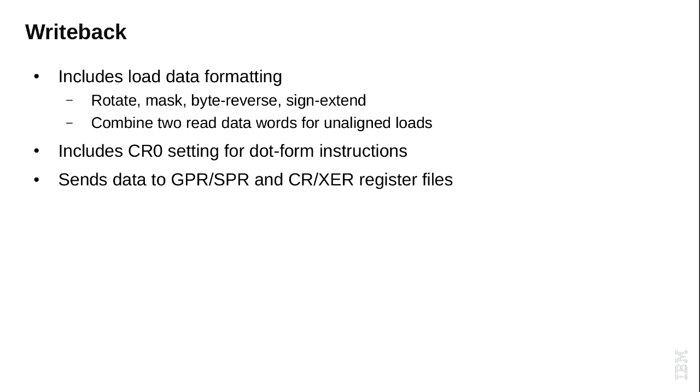The CR0 setting for dot form instructions. This is instructions like in the Power ISA, if you say add R0, R1, R2, it'll add R1 and R2 and put it in R0. If you say add dot, with a dot on the end of the instruction, it will do the addition, but also then compare the result with 0 and put a condition code setting in condition register 0 to say whether the result was equal, less than, or greater than 0. So that's done in writeback, and it sends data to the register files. So that's basically how everything fits together.